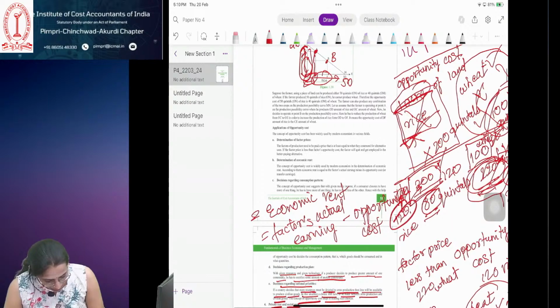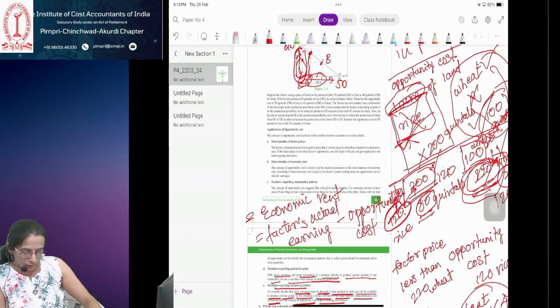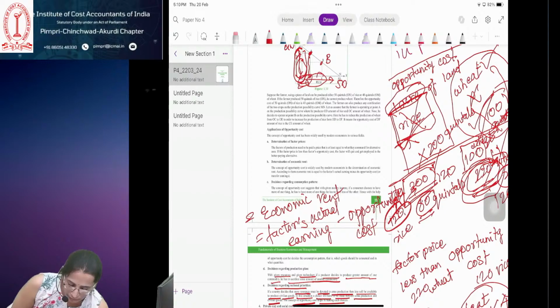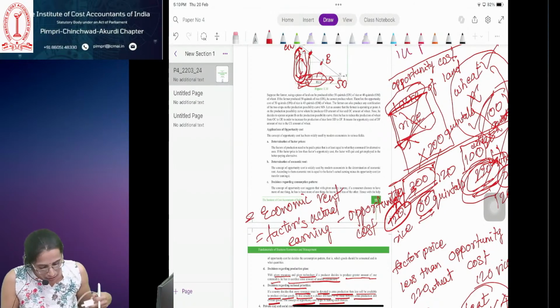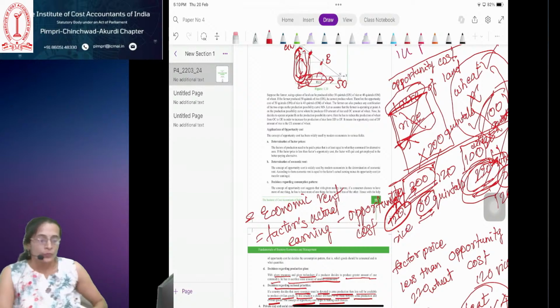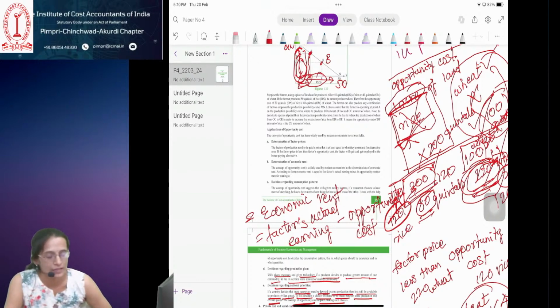So, Saili, what we were discussing? We were discussing what is economic rent, right? The economic rent is the actual earning of that factor minus the opportunity cost. And what is the first one we discussed? Determination of factor price. If the factor price is less than the opportunity cost of the factor, we will quit that factor and use it to produce another alternative option, right?